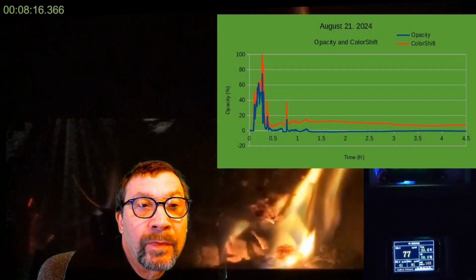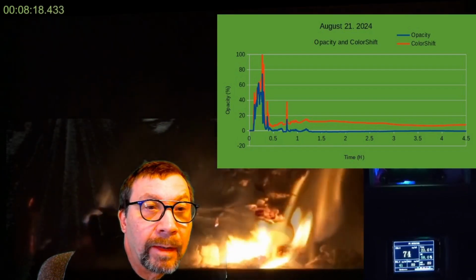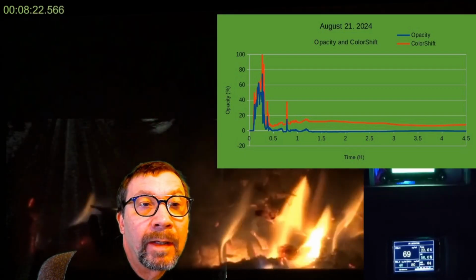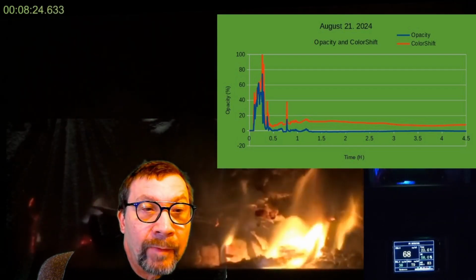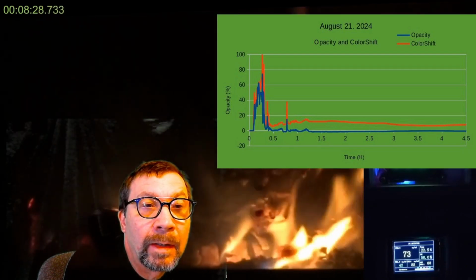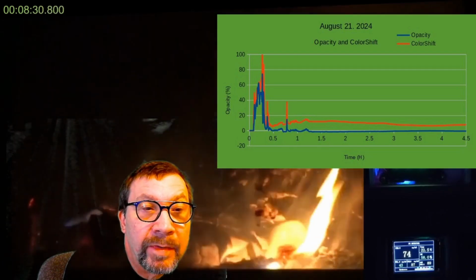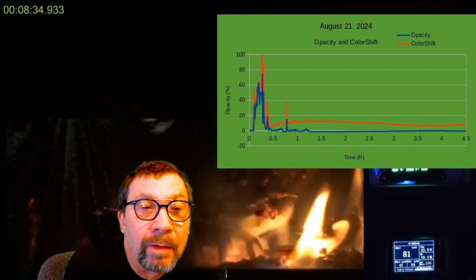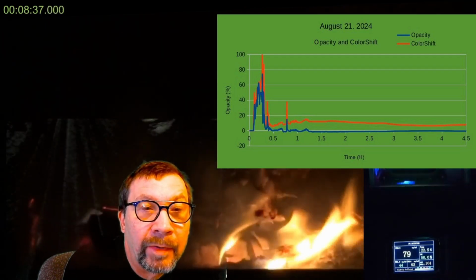The color shifts coincide with the opacity readings when we have peaks over 20%. However, when we don't have a lot of opacity, we still get a small color shift of around 10, just with hot air going out the chimney or hot exhaust gases without a lot of particulate matter.